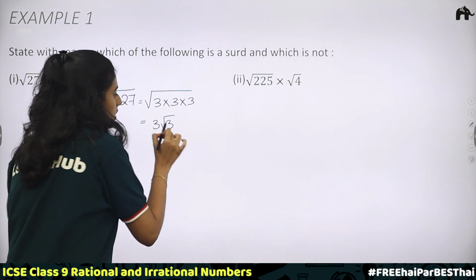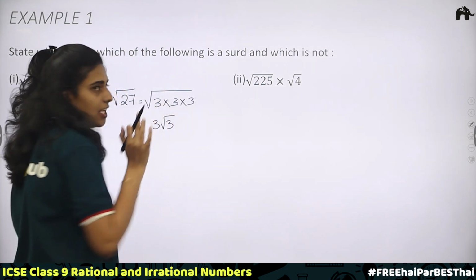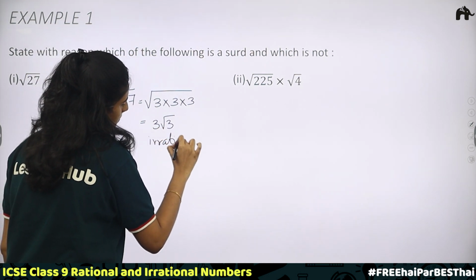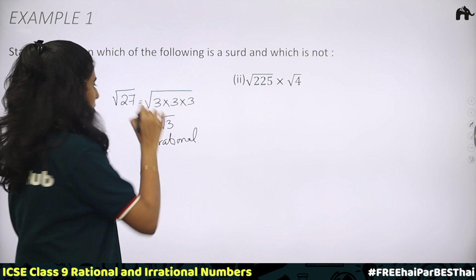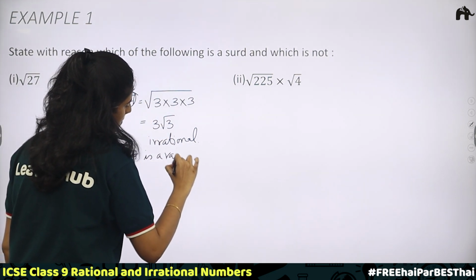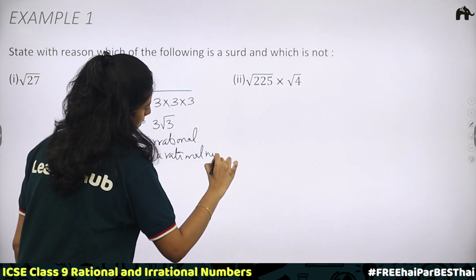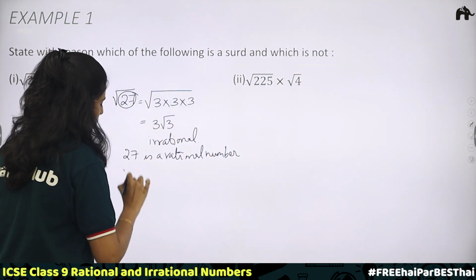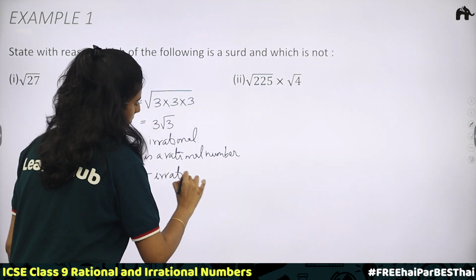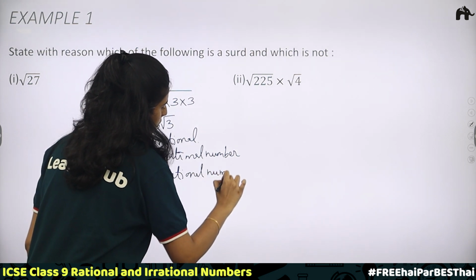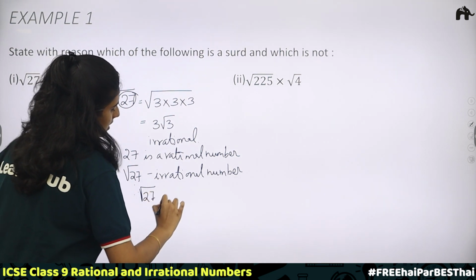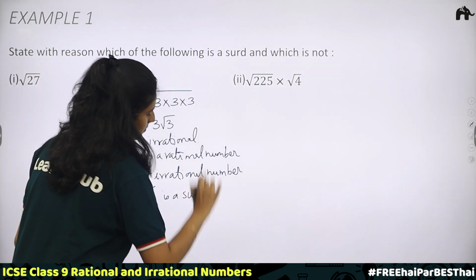Then what is 3 into root 3? The product of a rational and an irrational number is also irrational. Therefore, 3 root 3 is irrational. What about 27? 27 is a rational number, and we have root 27, which is 3 root 3, an irrational number. Therefore, the given root 27 is a surd. Okay, this is a surd.